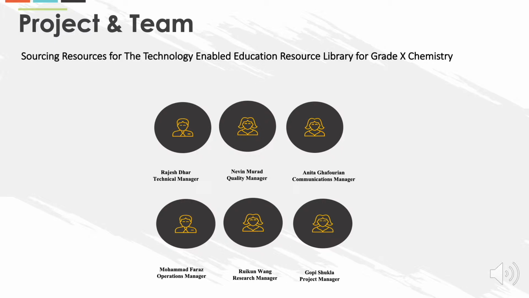All 6 team members are graduate engineering students from the University of Waterloo. This team consists of 6 professional students with diverse backgrounds. Roles and responsibilities are defined based on the skill sets of each member. So Rajesh is our technical manager, Nevin our quality manager, Anita is our communication manager, Mohammed is our operations manager, Ruikun our research manager, and Gopi is our project manager.